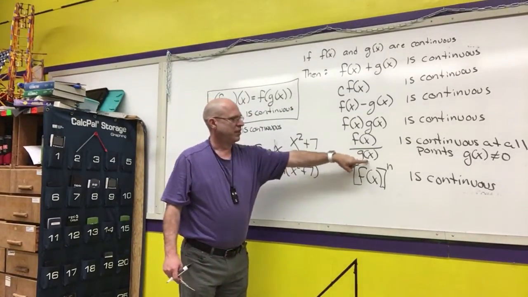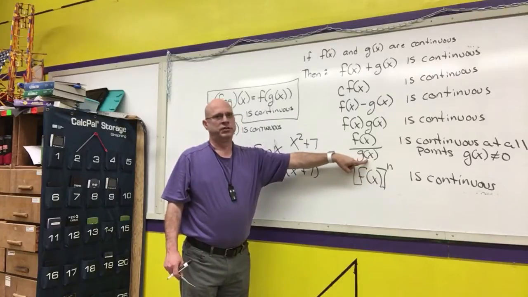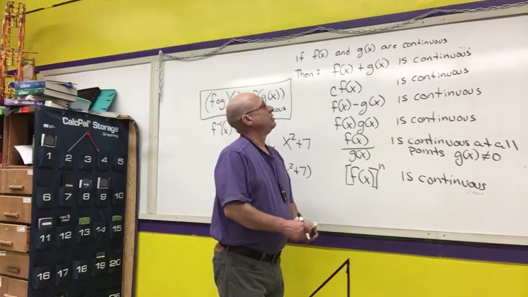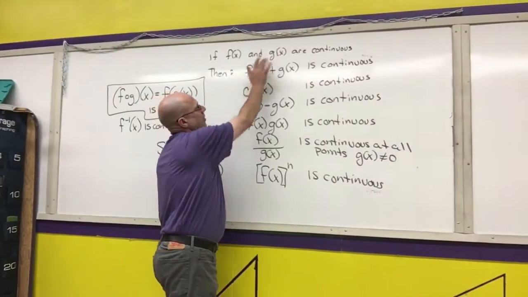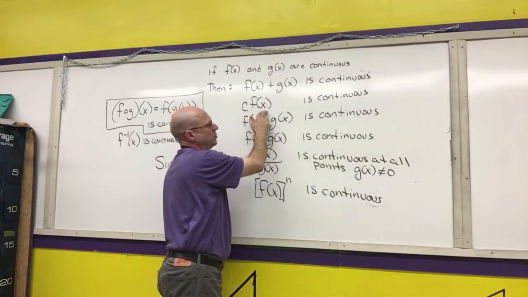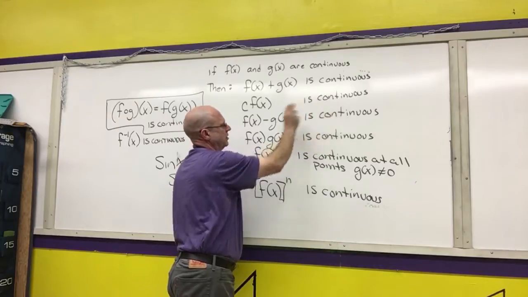For example, there's that one extra condition on the quotient, that the denominator has to not equal 0 in order for it to be continuous. So again, as a reminder, if f and g are continuous, then their sums are continuous. A constant times a continuous function is continuous.